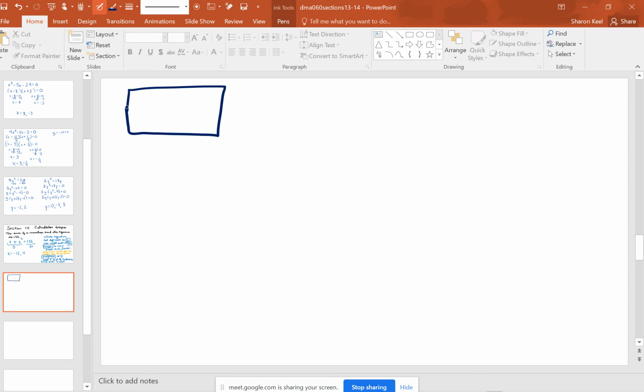Okay, so if the length is 2 feet more than the width, the width is going to be the x. The length is 2 feet more, so that will be x plus 2. They tell me the area is 48. Now, to find the area, we would multiply width times length.